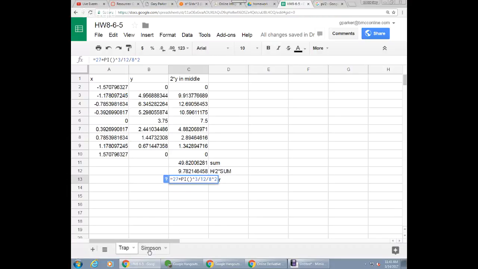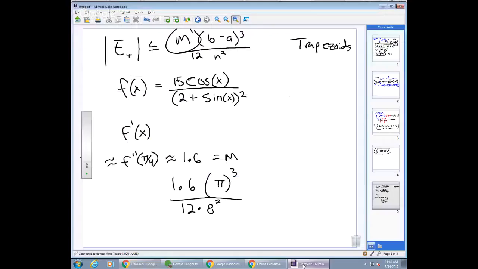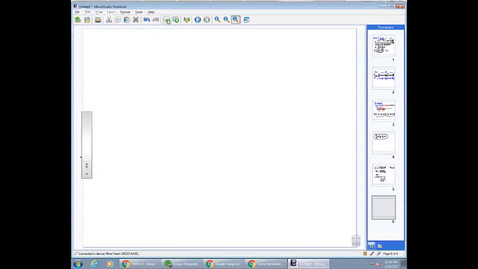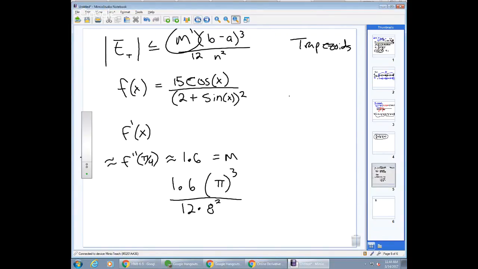Let's try Simpson's Rule, see what we get. Simpson's Rule, we have to go even farther. Why did you have 12? Good question. Back here, it should be, oh, did I not square it? It should be divided by 12.